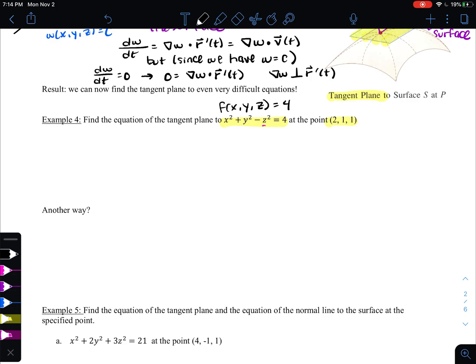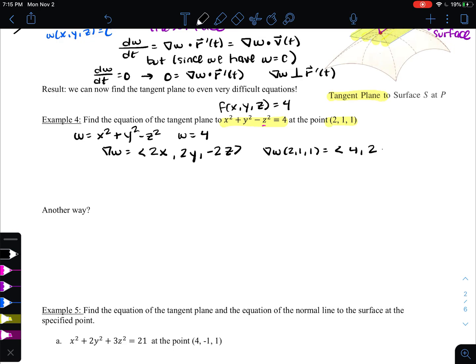So what I'm saying is, now we have w equal to x squared plus y squared minus z squared, and like I did in the proof, I let w equal 4. Now, if I want to find the tangent plane, all I need to do is take the gradient of w, which is a vector. It will be the partial derivative with respect to x, with respect to y, with respect to z. Now I'm looking for it specifically at the point 2, 1, 1. So I want the gradient of w at 2, 1, 1, which will be 4, 2, negative 2.